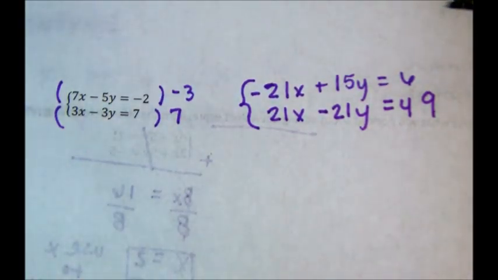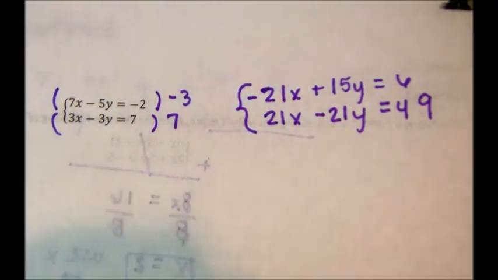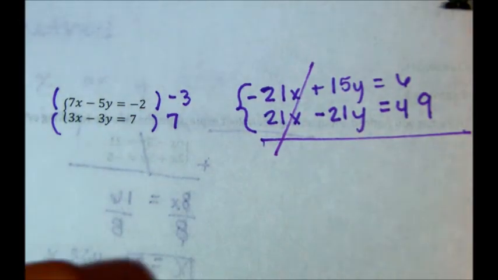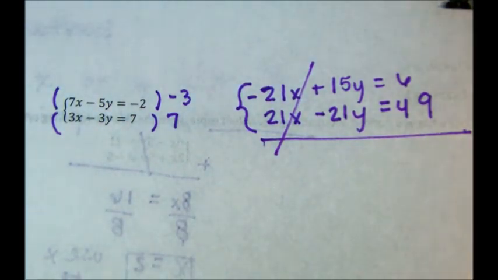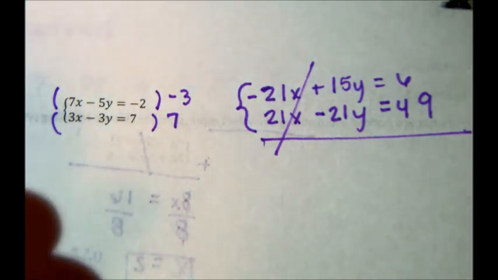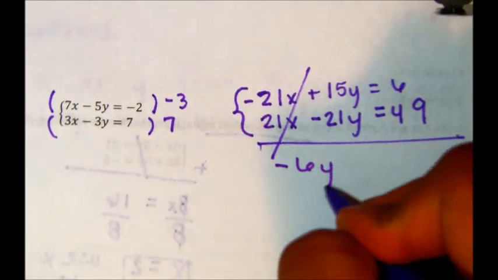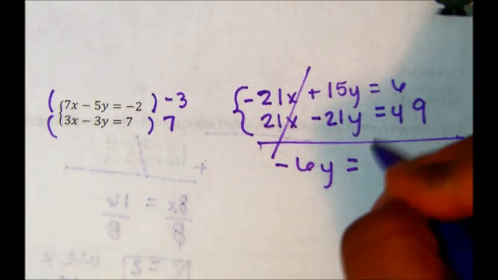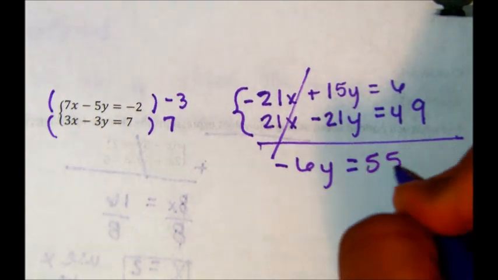Because I've multiplied both of my equations, I can now easily identify which variable will be eliminated. Which variable am I eliminating? I'm going to add these together to eliminate my x term. So I do that, and I'm going to be left with 15y minus 21y, which is -6y, equals 6 plus 49, 55.